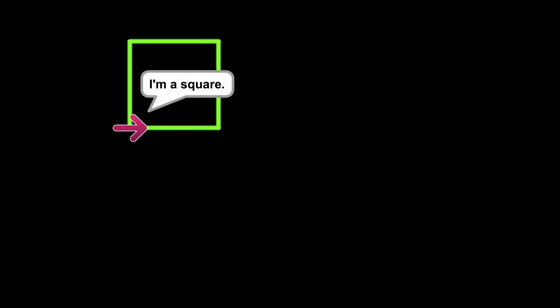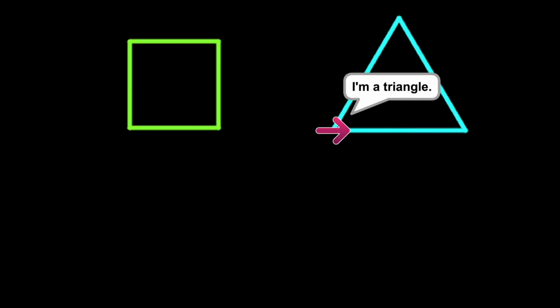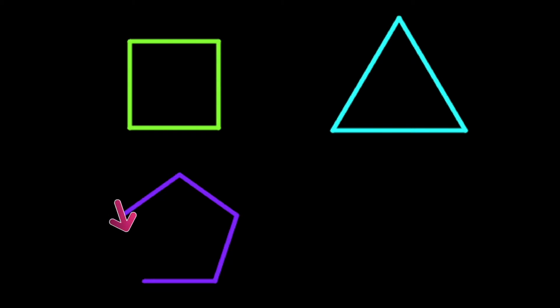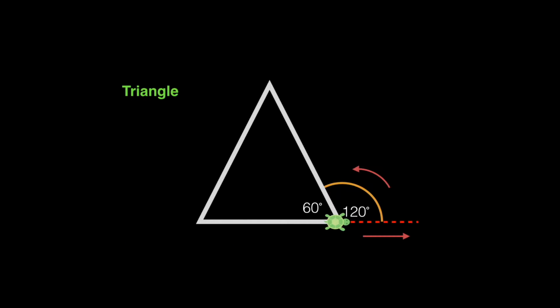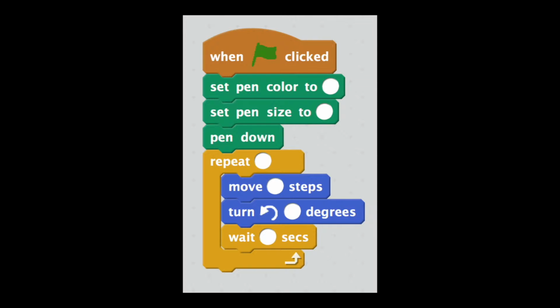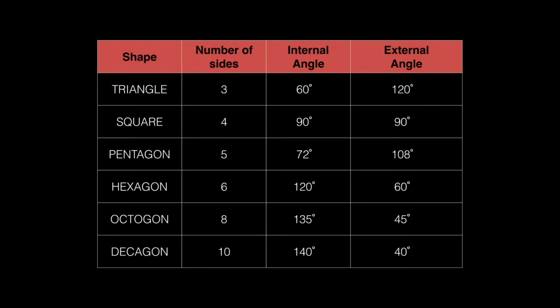This project follows on from project 5. In this project we're going to draw 4 regular polygons controlling size and position, and also explore 3 different ways to start the code. You need to understand how the external angle is used, this block sequence, and you can use this table as a reference.